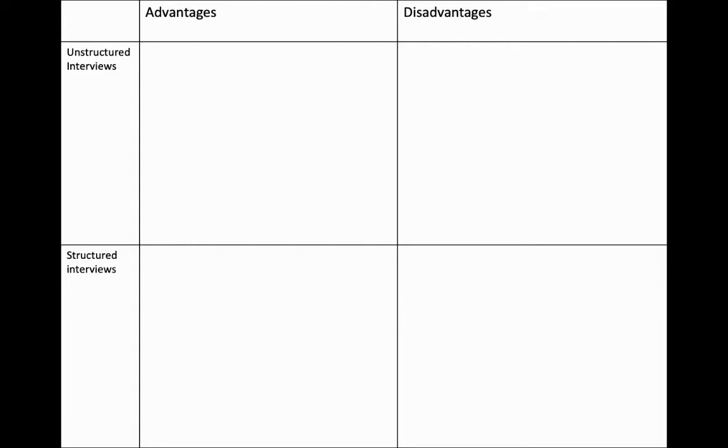Okay, Year Nines, your next activity is I will be asking you to create this table on your piece of paper. So if you could just quickly draw out this table. As you can see on this side, I've got unstructured interviews and structured interviews. We're only going to be focusing on these two and the advantages and disadvantages. Like I laid out in the learning objectives, we are going to evaluate the usefulness of these two types of interviews. So if you could quickly pause this video and please draw out this table, as you can see on the board, onto your books.